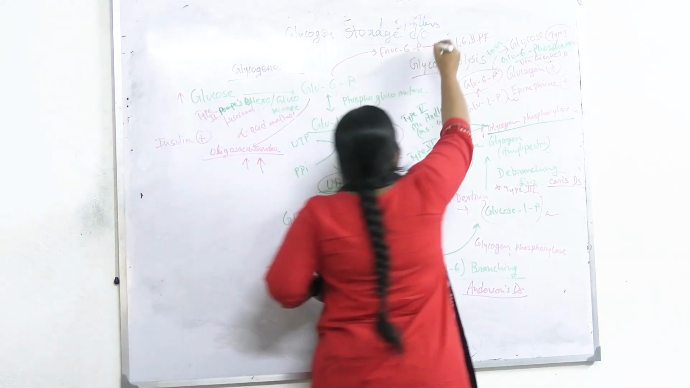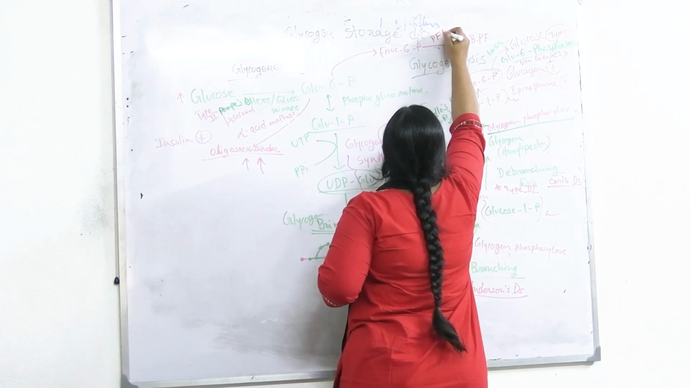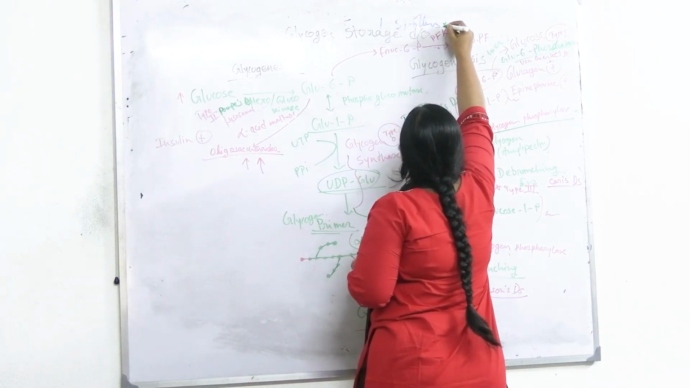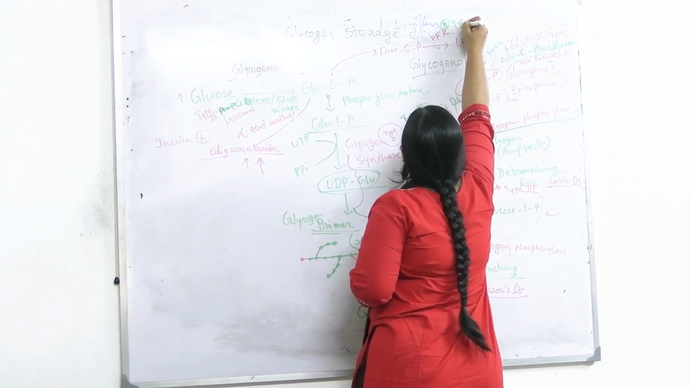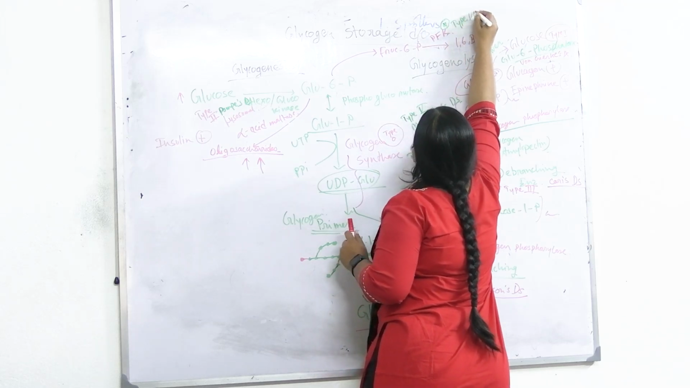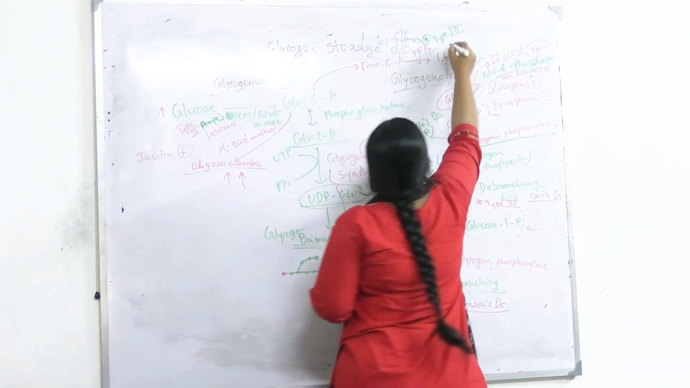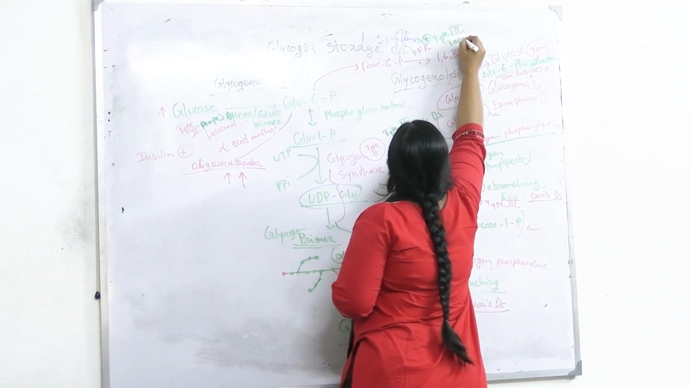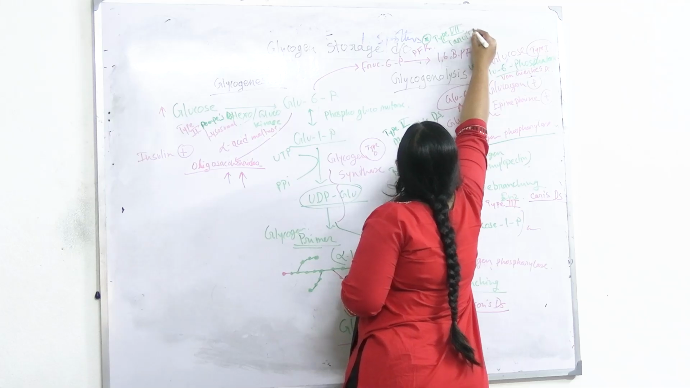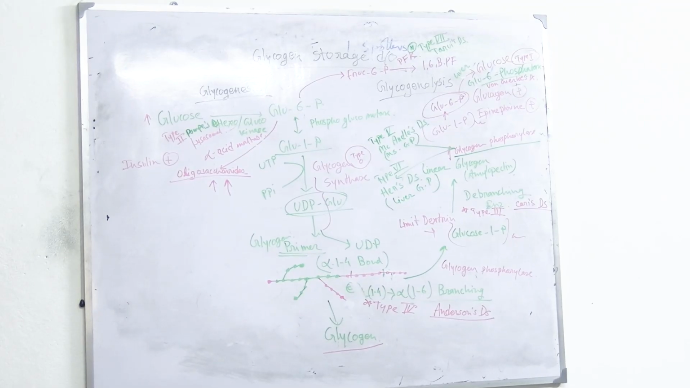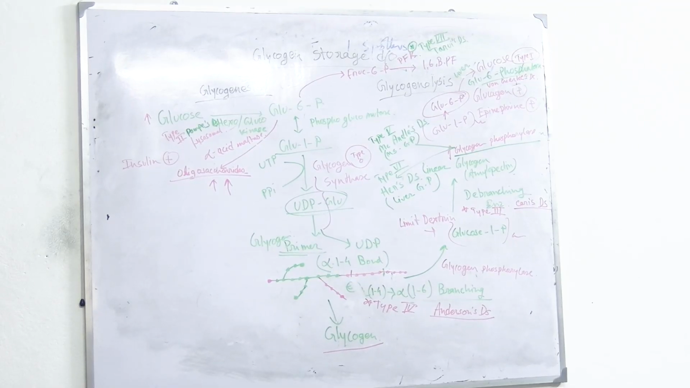Phosphofructokinase. Deficiency of this enzyme, phosphofructokinase, will lead to type 7 glycogen storage disorder known as Tarui's disease. Okay. So these 7 or 8, they are the major glycogen storage disorders.